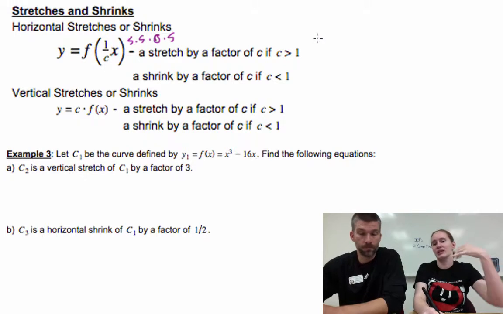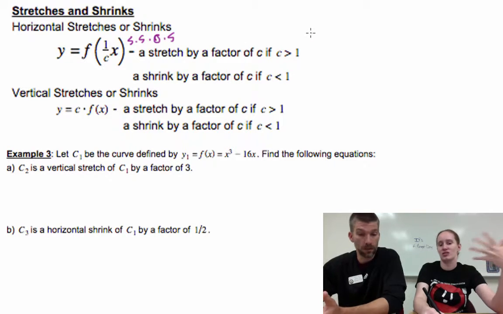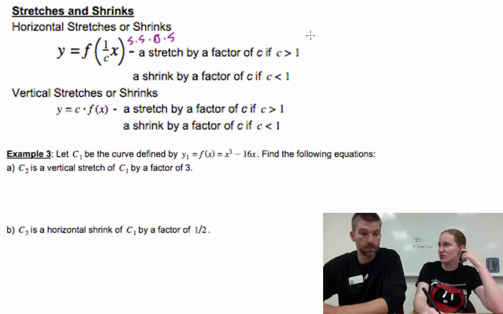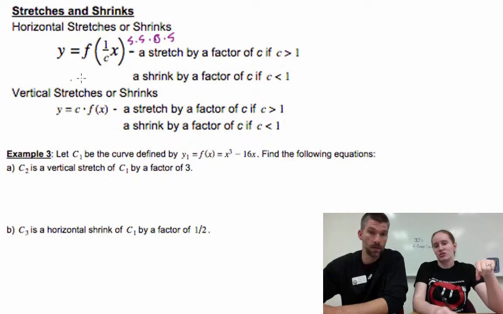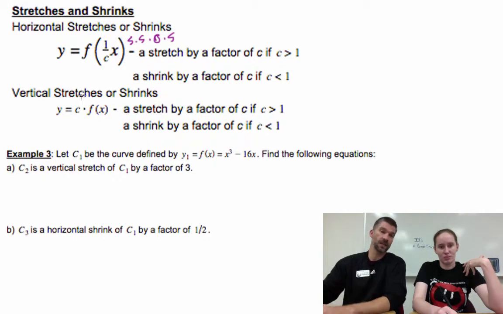If I flip it and get 2, that's a horizontal stretch. If I flip it and get 1/2, that's a shrink. If you look at it pre-flip, it's going to be confusing. Look at it after you flip it, and then figure out if it's a stretch or a shrink. Vertical stretches or shrinks are my favorites. Those are the easiest ones to see.